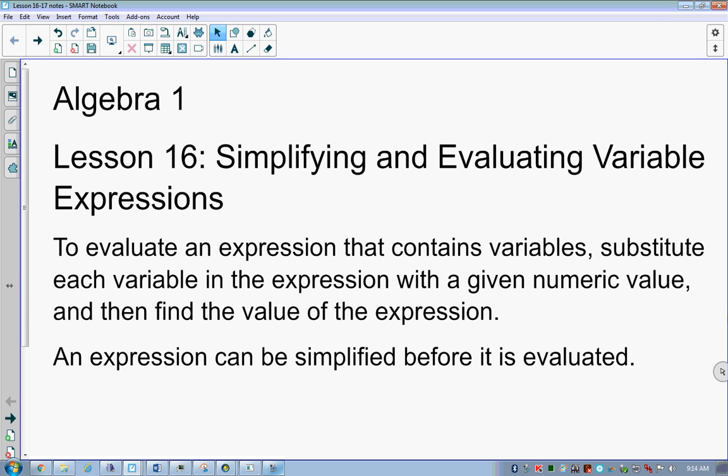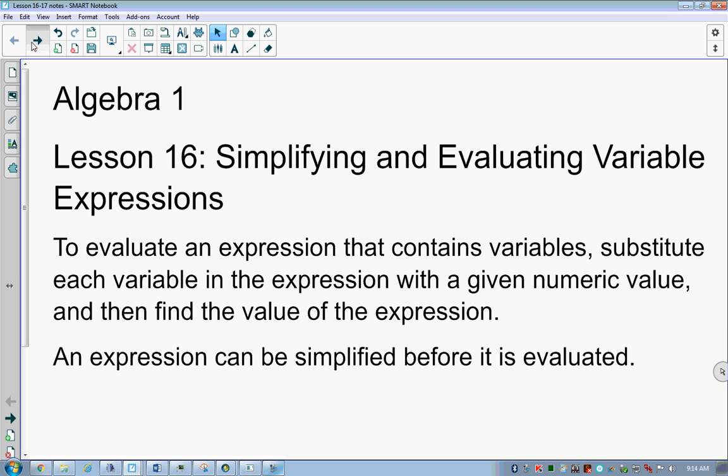But to evaluate an expression that contains variables, we're going to substitute each variable in the expression with a given numeric value. It's just substitution. And then we want to find the value of the expression. So there's going to be a lot of multiplication involved, okay? And so we're going to follow order of operations strictly, and then go from there. But that's the bulk of it. It's just substitution and solve.